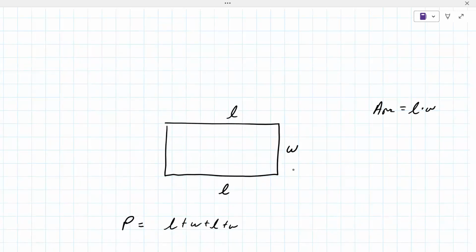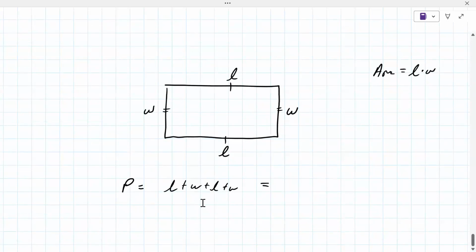Yes, yes. So the opposite sides are congruent. What does this reduce to? What does this simplify to? L squared plus W squared. Okay, when you add them together, you don't square. That's when you multiply. So you got one L and one L, one W and one W. You have two L's plus two W's. Right.